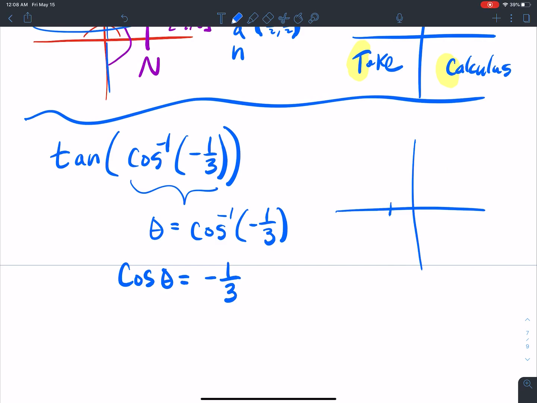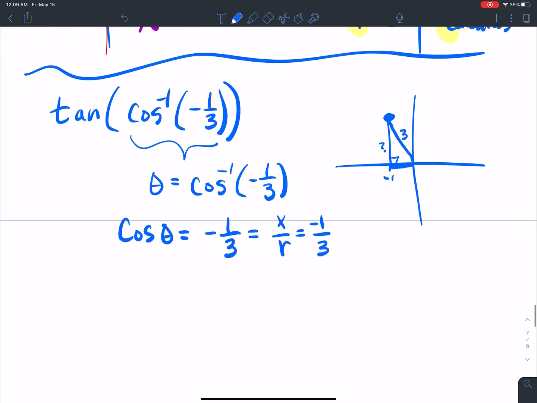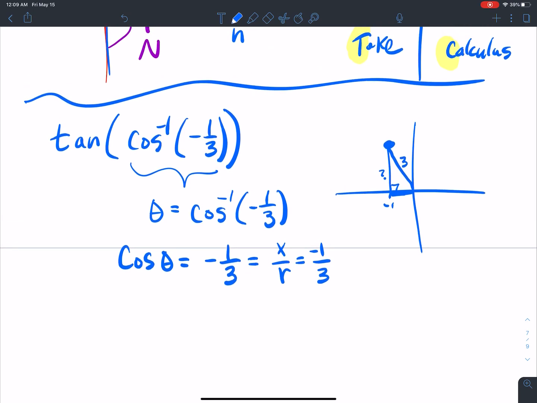Now I just got to figure out what it is. Cosine is x over r, right? R can't be negative, so the x has to be the negative. So negative 1 divided by 3. I go over negative 1, and then my dot goes out to 3. I don't know what this value is, but I know that this over here is my negative 1. So I've got my right triangle, and what I'm looking for is my theta. What I really want is the tangent of theta.